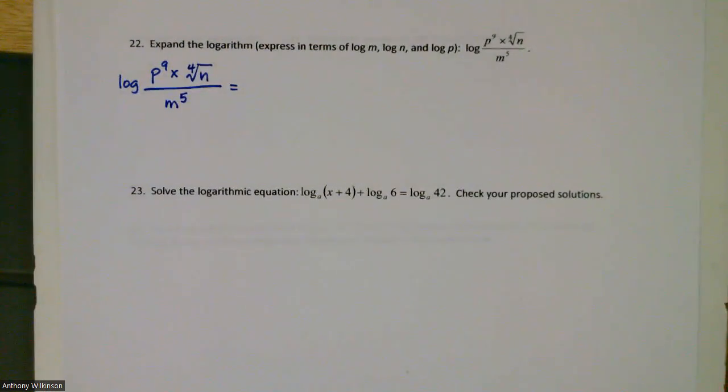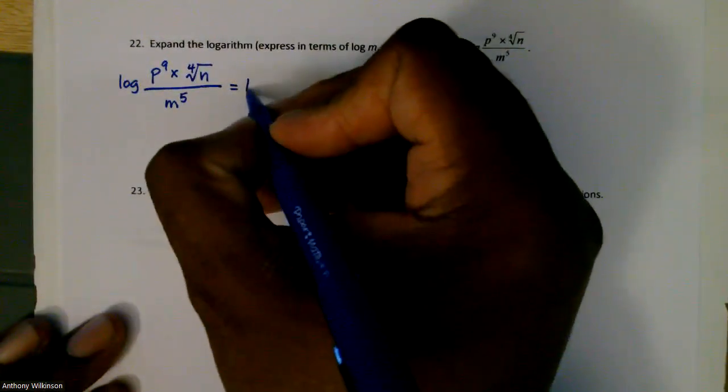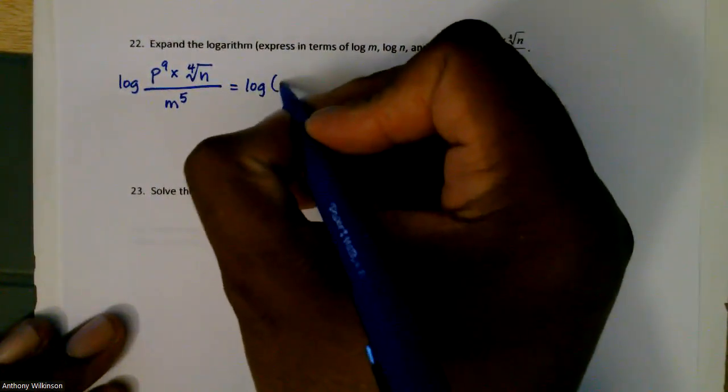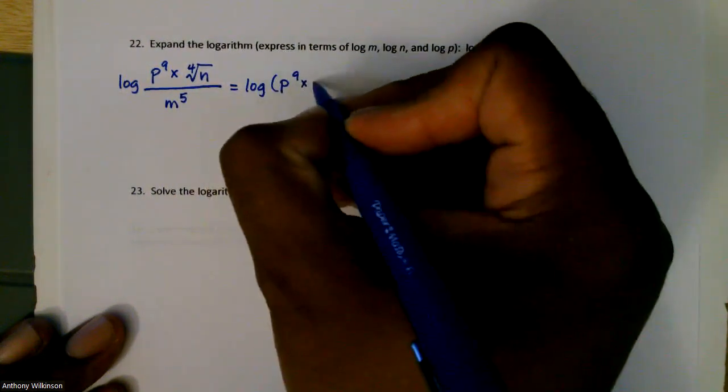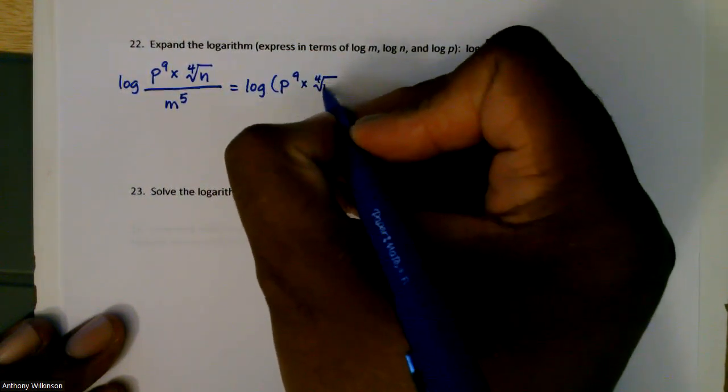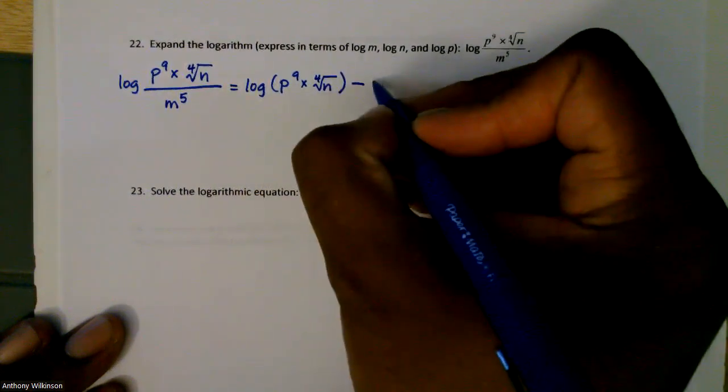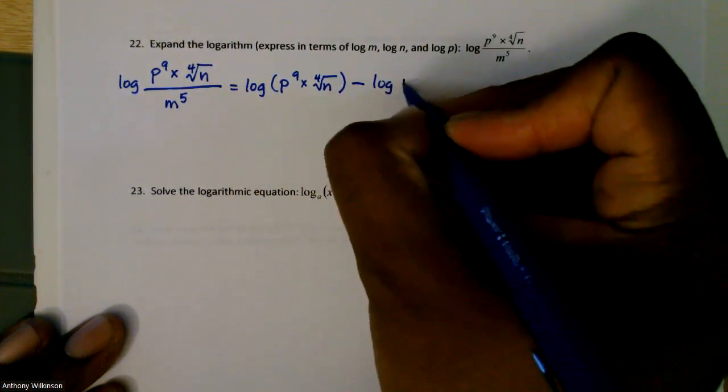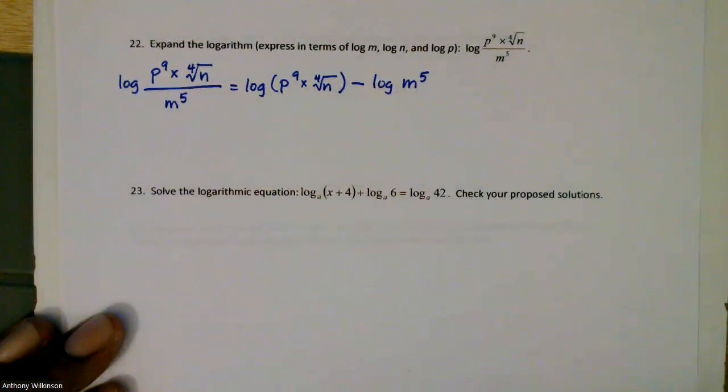Now, right off the top, I see a numerator and a denominator, so that means I have a quotient. In fact, it's a log of a quotient. So that means I need to apply the quotient rule by writing it as the difference of the individual logarithms. So I'm going to have the log of the numerator, which is p to the ninth, times the fourth root of n, minus the log of m to the fifth.